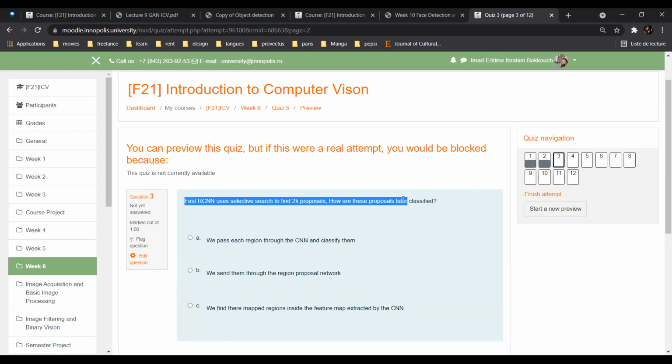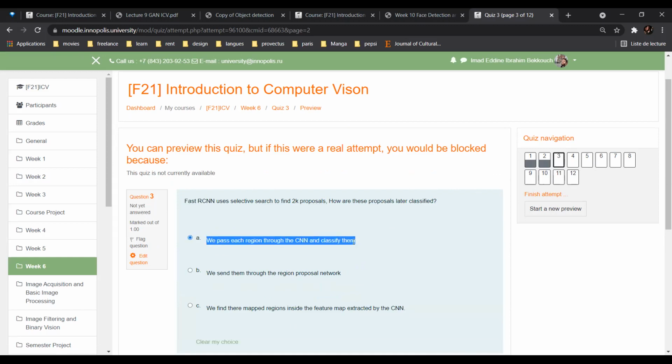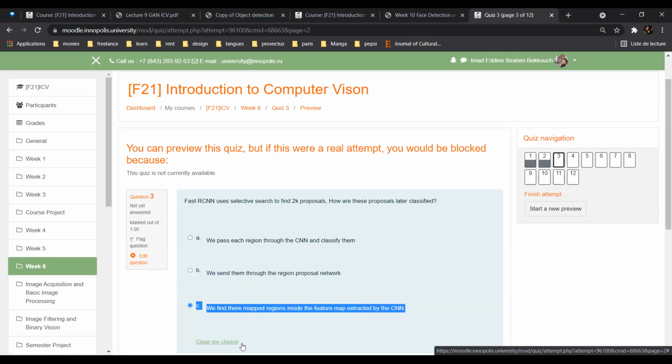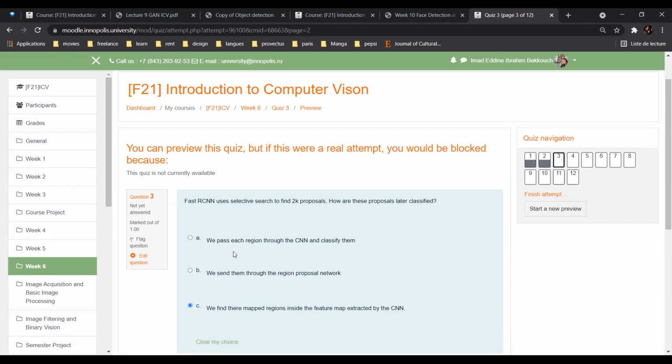Fast RCNN uses selective search to find 2,000 proposals. How are these proposals later classified? We pass each region through the CNN and classify them, or we send them through the region proposal network, or we find their mapped regions inside the feature map and extract the feature map extracted by the CNN. So which one of these? Very easy question. Very direct result.